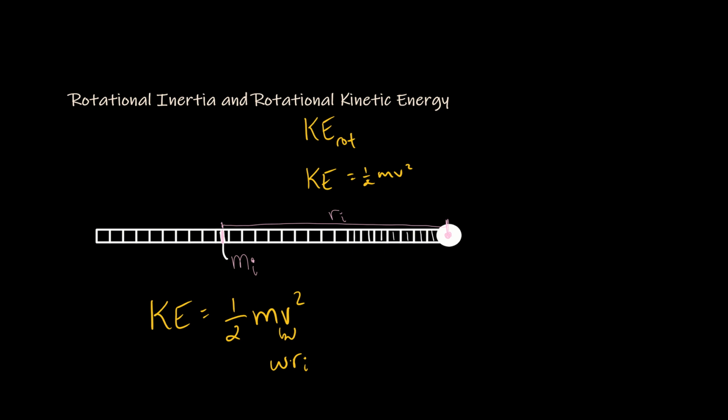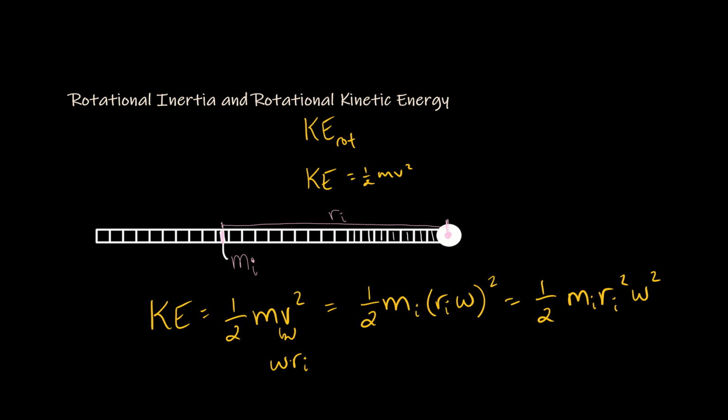Okay, so let's rewrite this. Let's say 1/2 m, and let's put the little subscript i in there, Ri times omega. I flipped them around, sorry, but you can do that. Okay, so we get an equation for the kinetic energy of that one little tiny piece of the fan: 1/2 Mi Ri squared omega squared. Okay, so that is just a tiny little sliver of the fan.